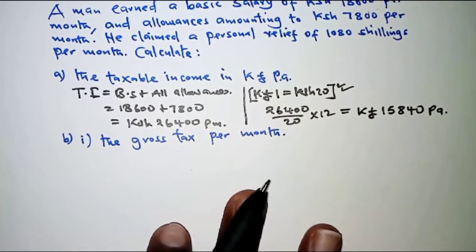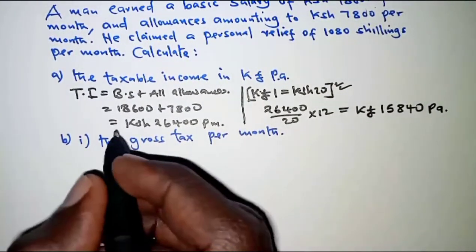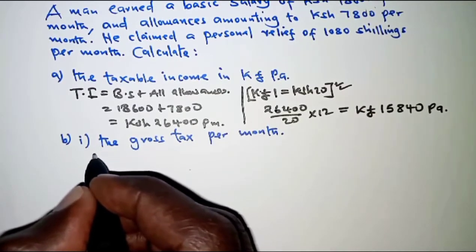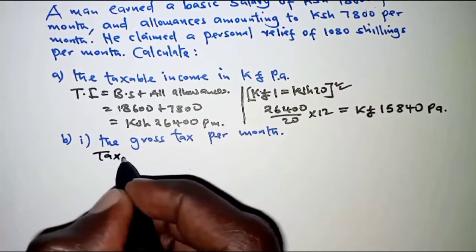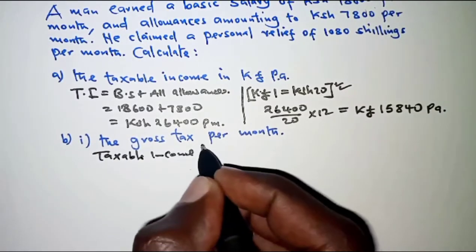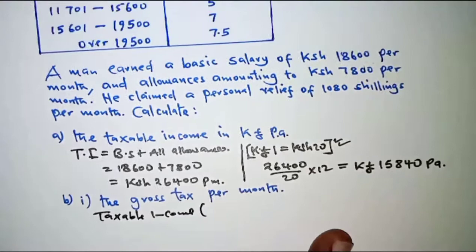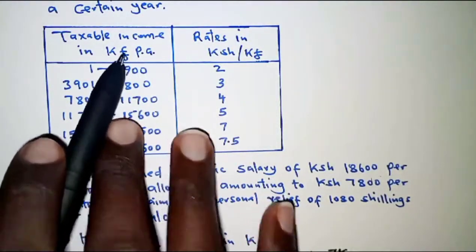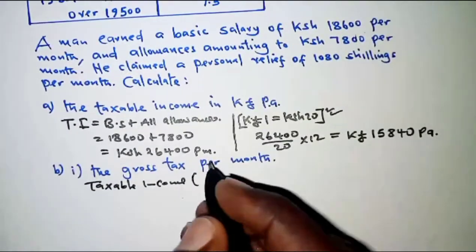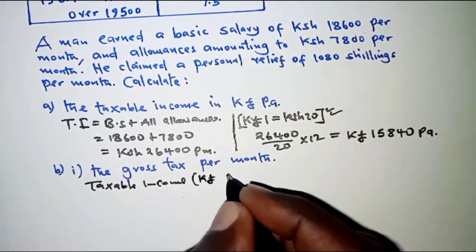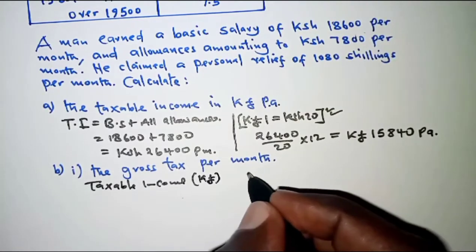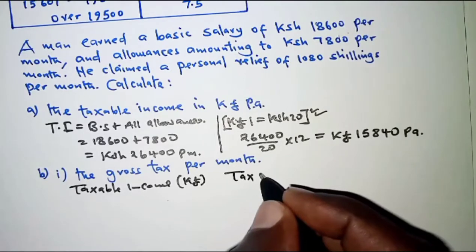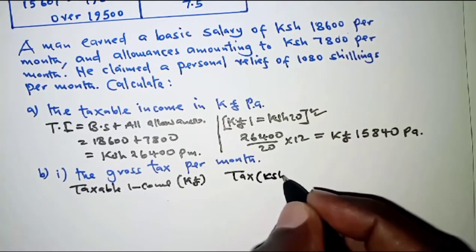For B, Roman 1, the gross tax per month. So here we are going to do tax calculation, and I'm going to do a table. So on this table, we have the left-hand side will represent taxable income. And in this case, we are going to have the amounts in the currency we have on the left-hand side of this table, which is Kenyan pounds. So we have the amount in Kenyan pounds. And then on the right-hand side, we will have the tax. And the tax will be in Kenyan shillings.